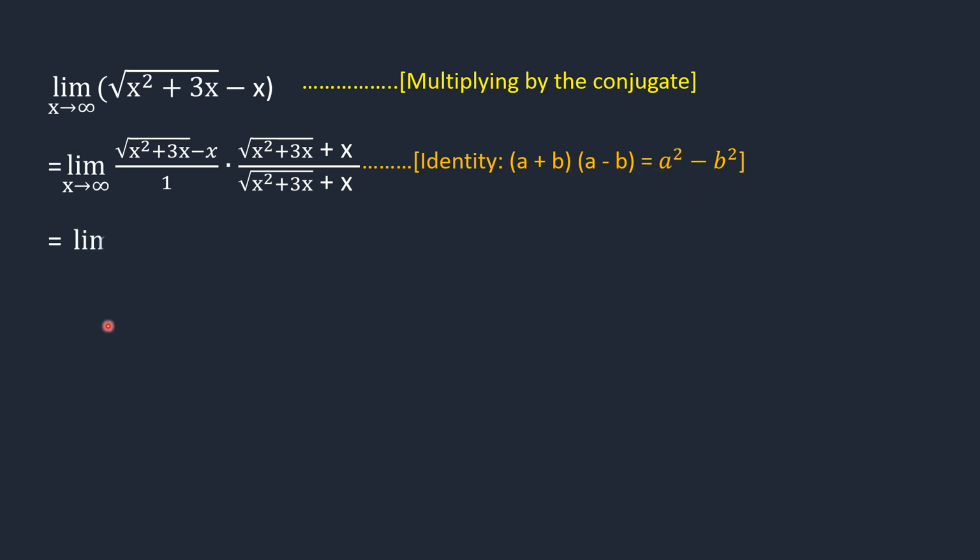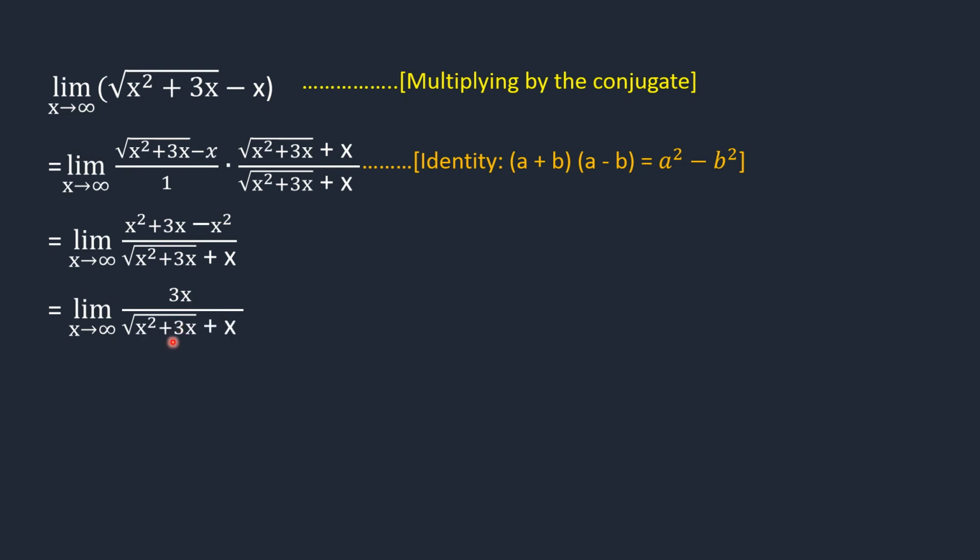So in the next step, we will write square of under root x square plus 3x will be x square plus 3x, and square of x will be x square. Here x square minus x square will be 0, and in the next step we will write 3x divided by under root x square plus 3x plus x as x approaches infinity.